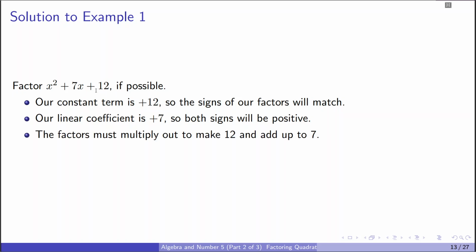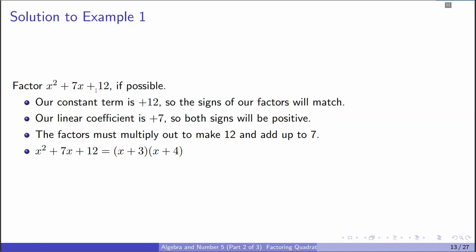Now we need factors that multiply out to make 12 and add up to make 7. So factors of 12 include 1 and 12. Those add up to 13. 2 and 6 add up to 8. And 3 and 4 add up to 7.